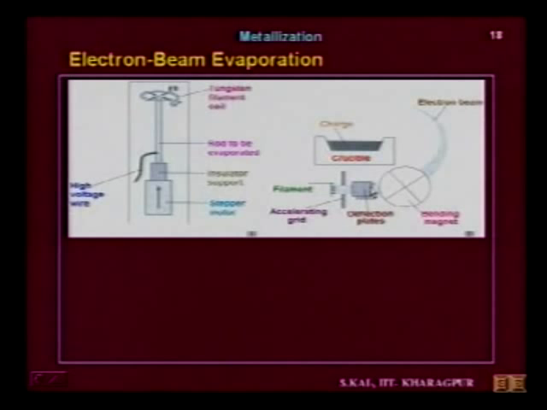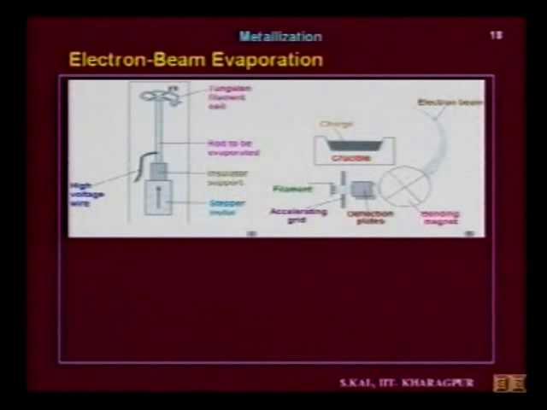the deflection plates are here, and the spot can be moved on the surface of the charge just by controlling the focusing. After focus, the orientation, the path, the scanning arrangement of the electron beam spot can be done with the help of the electrostatic or electromagnetic lens system, you can say.